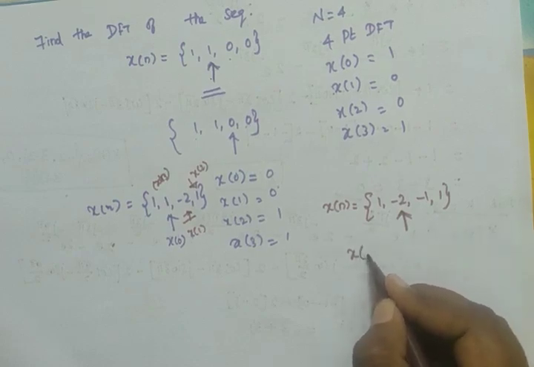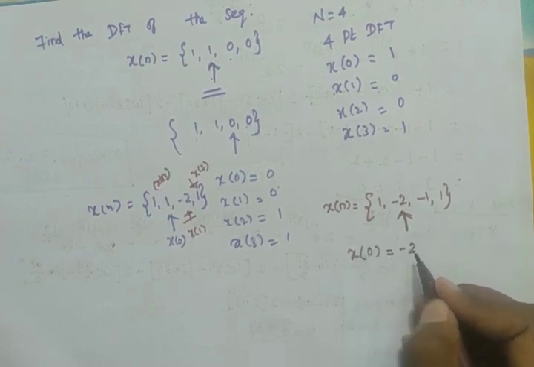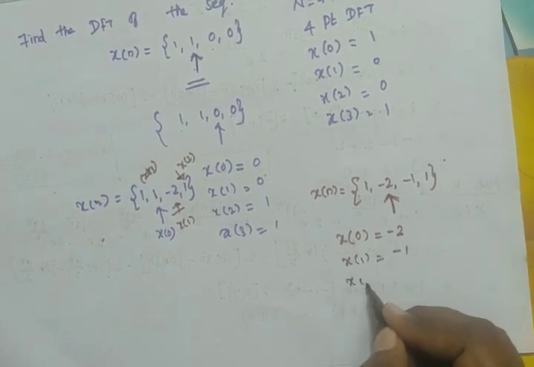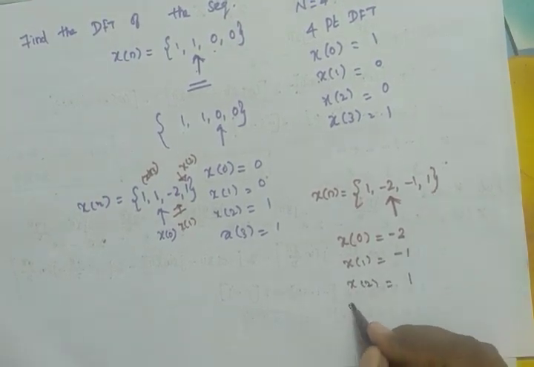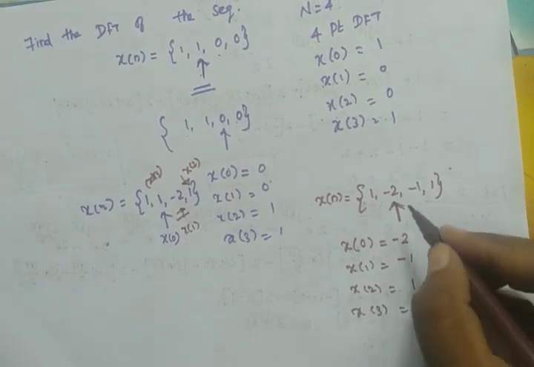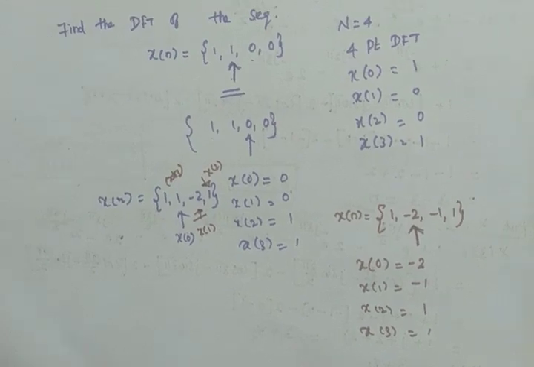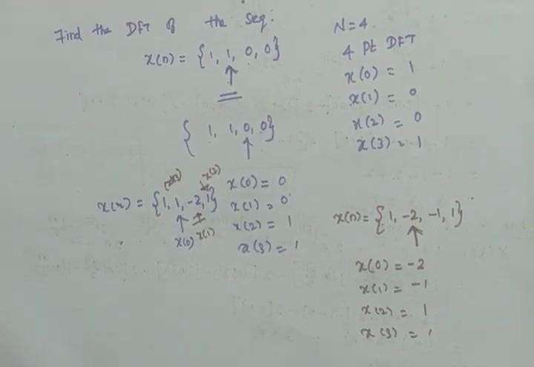Take this as x of 0 is equal to minus 2. Now x of 1 is equal to minus 1, x of 2 is equal to 1 and x of 3 is equal to 1. This is 0, 1, 2, 3. So like this you have to compute. Then we'll see in the next class how to compute the 8-point DFT. The same way, we have 8 values.